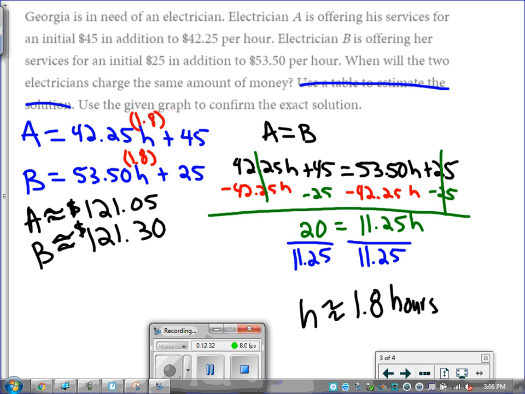I want you guys to now pause me, go to HMH, and do the example for concept 2. Make sure you only round or estimate if you have to.